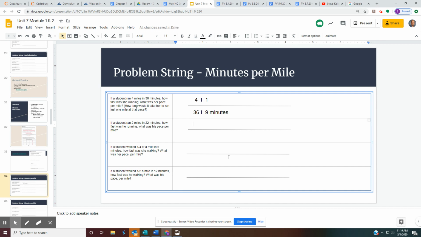So for this next one, a student ran 2 miles in 22 minutes. You might be able to figure this one out mentally because you are so smart, but we are going to do it anyway. What are we doing to the 2 to get my 1 mile? Right? I'm dividing by 2. So I have to divide 22 by 2. And what did you get? 11 minutes. So these are more like 11-minute miles.